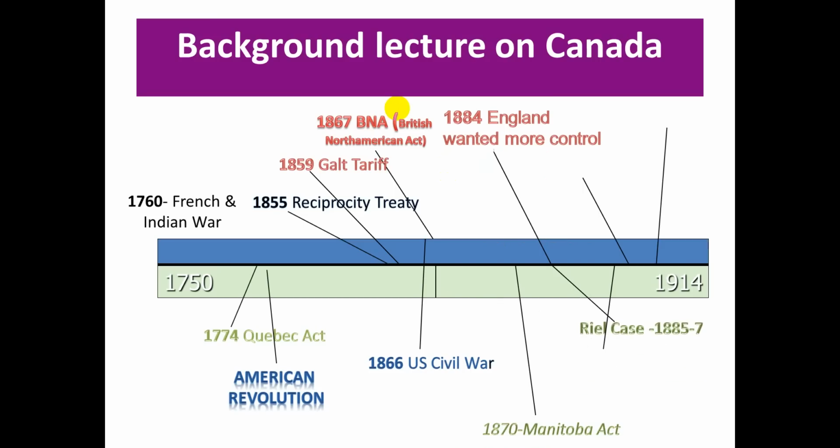So let's talk about the Riel case, just because we continue with that, and then we'll go back to 1884 with England wanting more control. So the Riel case, basically 1885 to 87. Riel was living in the United States, and people asked him to come back. Land promised the Métis was bought by speculators, and the government was treating them poorly again.